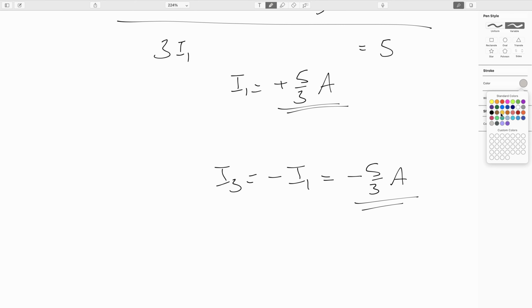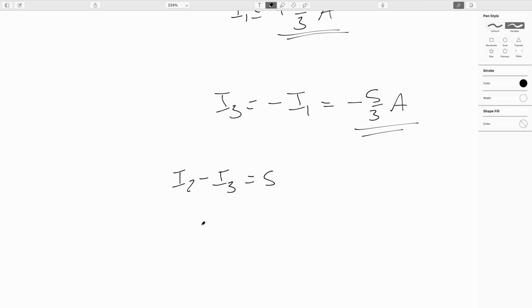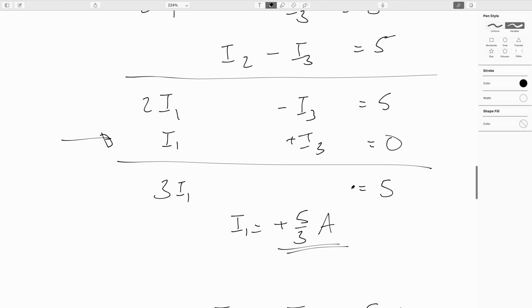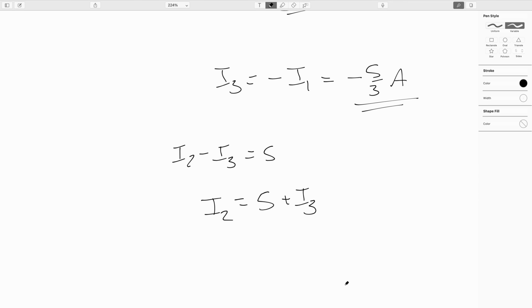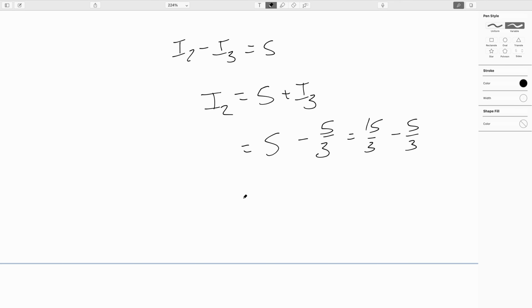So from I2 minus I3 equals 5, we get that I2 is equal to 5 plus I3, right? Yeah, right. I2 minus I3 is 5. Yep. So now we will go ahead and put that in. So this will be 5 minus 5/3. So that's 15/3 minus 5/3, which is plus 10/3 of an amp. So that means that we did guess the direction of I2 correctly.